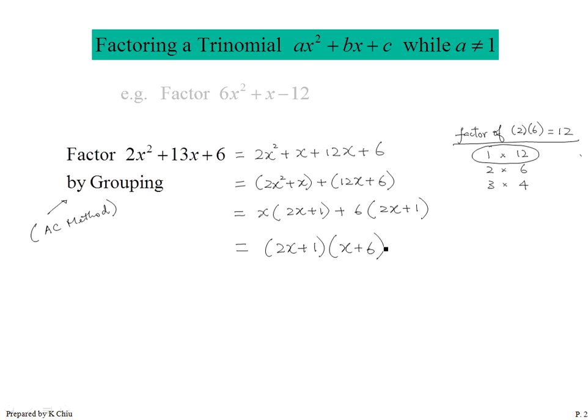We will first consider the factors of A times C, and then list out all the possible pairs that multiply to equal A times C, and then use the right pair to break up the middle term. So 3 terms become 4 terms, and then afterward we do it by grouping. Let's take a look at another example.